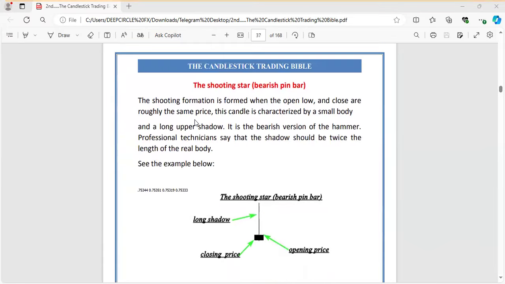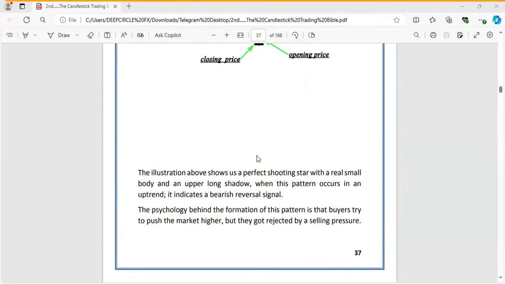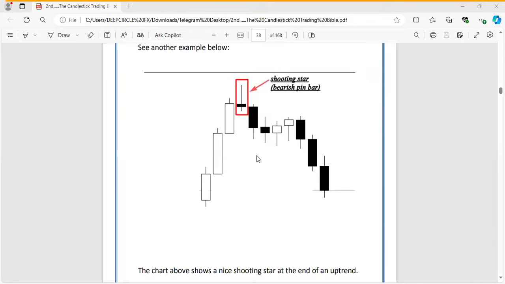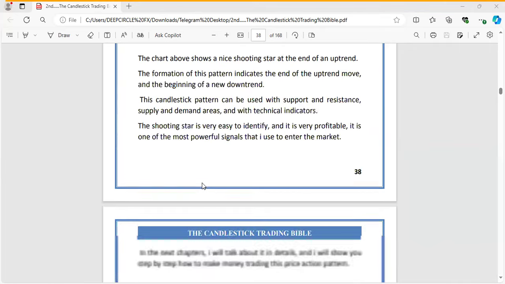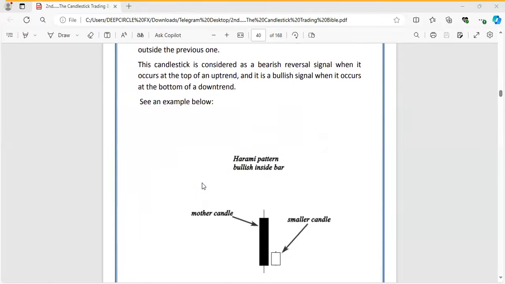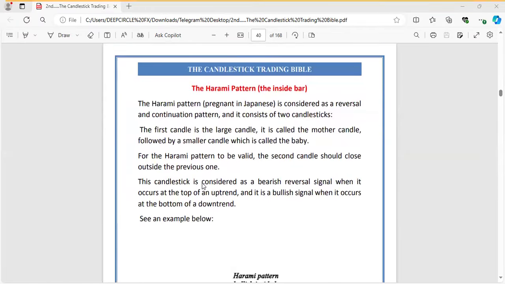We now have the shooting star. The shooting star is as good as a bearish pin bar, but it will be having a very long shadow and a small body with the same structure as the hammer. So usually you should respect the shooting star when you see it at the top of the trend like this. Then we have this one, the Harami patterns.